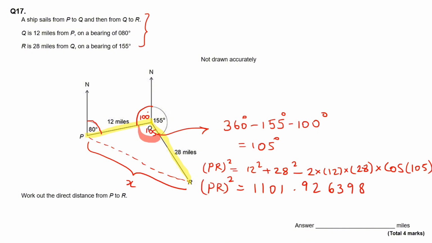So of course we need to square root both sides to find out what PR is, and that is going to give us PR as 33.19527675. Even though the question is not asking me to write it down to any decimal places or significant figures, I'm going to write down the full thing that's on my calculator display, and then I will write it down to 1 dp, and I will make sure that I write that down in the bracket like this. So that's going to be 33.2 to 1 dp.